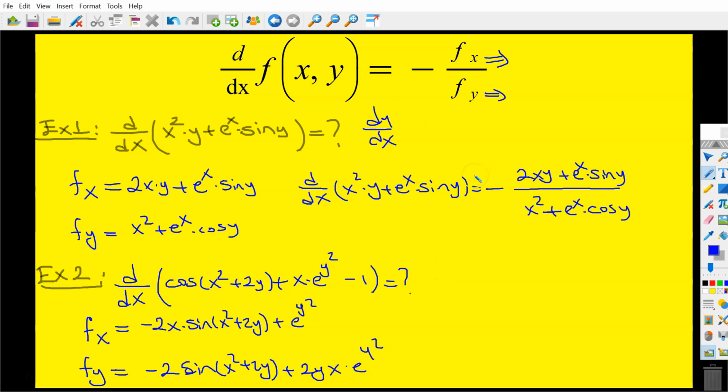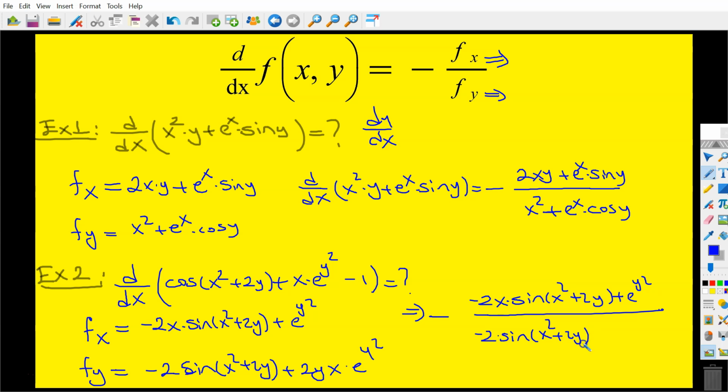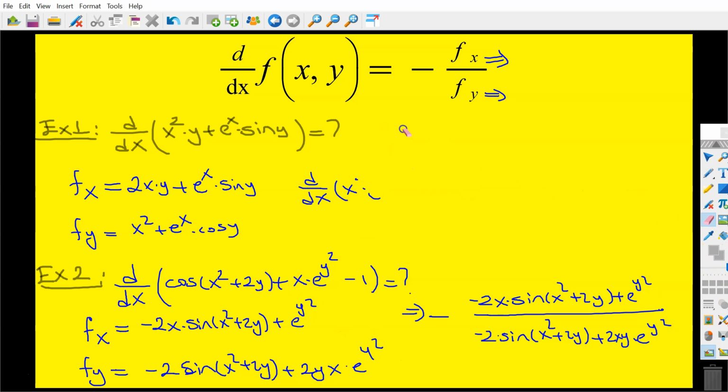Then let's put all these things into the formula. So we get negative 2x times sine of x squared plus 2y, plus e to the power of y squared, divided by negative 2 times sine of x squared plus 2y, plus 2xy times e to the power of y squared. You should always put your answer in the simplest form. That's what we need to do.